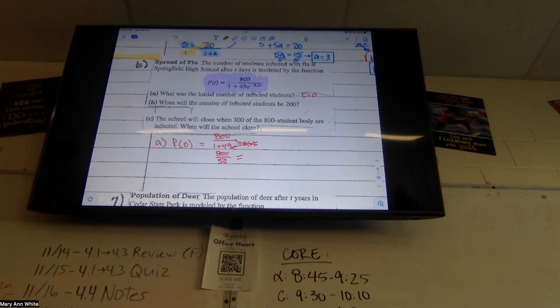800 divided by 50 is going to be 16. So the initial amount of students that was infected was 16 students. Not too crazy.